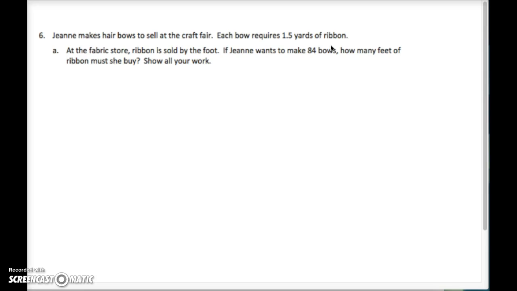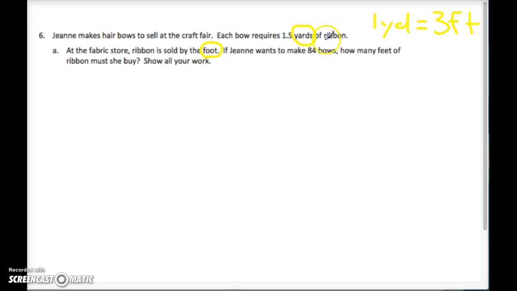If she made three of them, she'd use 4.5 yards of ribbon, and so on. It says, at the fabric store, ribbon is sold by the foot. This right here is my first piece that I need to pay attention to. The ribbon is sold by the foot. However, I notice up here in my information that they're talking yards. Okay, so I need to pay attention to this. This may need to be a conversion I make. I know that 1 yard is equal to 3 feet. So I'm just going to keep that in mind as I move on, because I'm dealing with two different units from this part of my problem to this part of the problem.